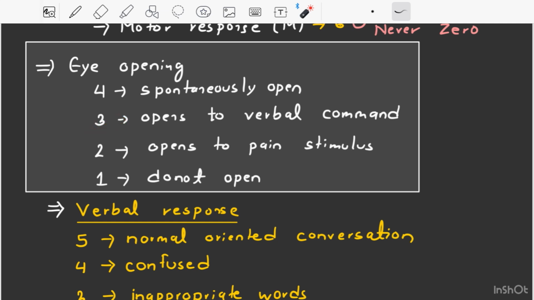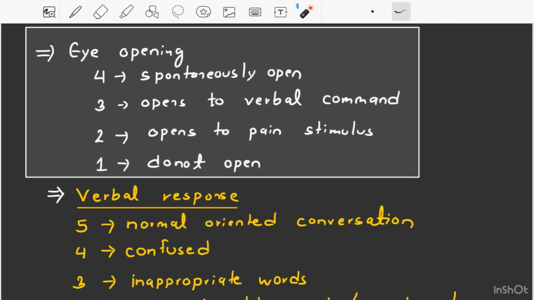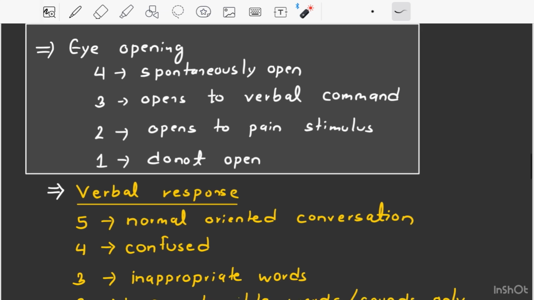If he does not respond to your verbal command, but you provide him a pain stimulus, which may be in the area of his palm or his sternum, and he opens his eyes to the pain stimulus, then the score is 2. And if in all of these situations he does not open his eyes at all, then you give him a score of 1. As I have already said previously, there is no 0 scoring in any of these parameters. The minimum score is 1.